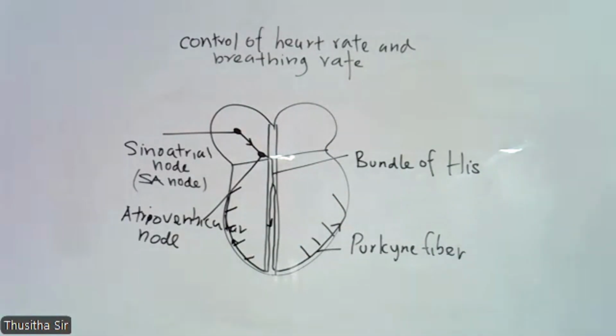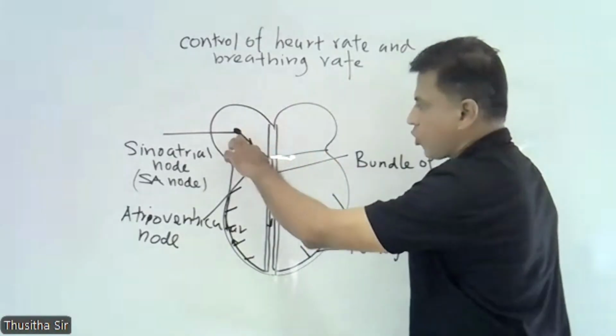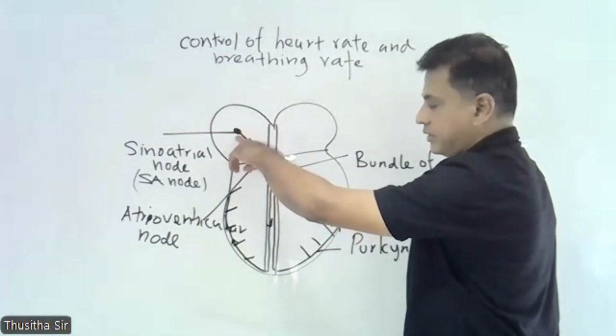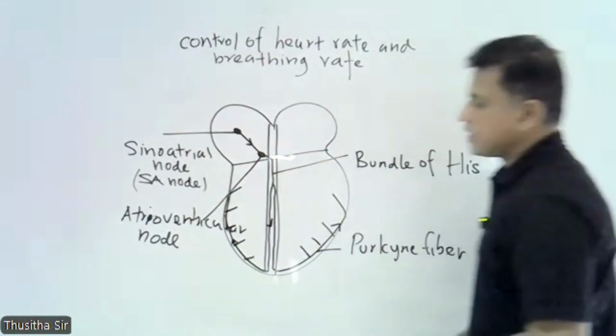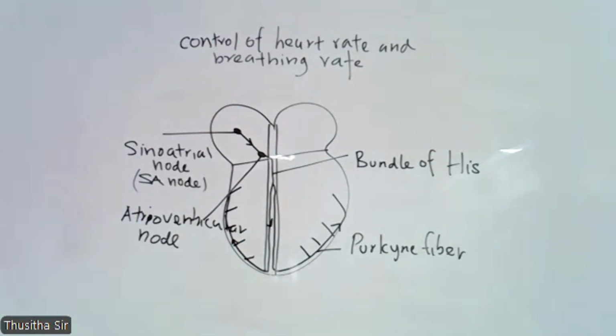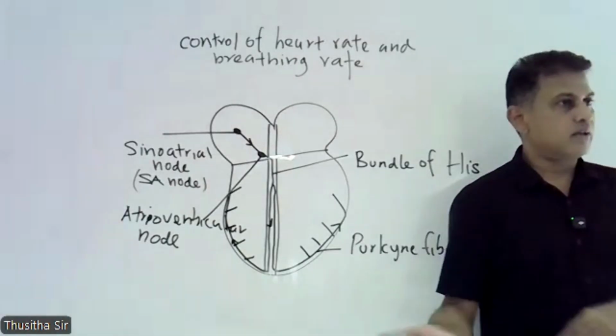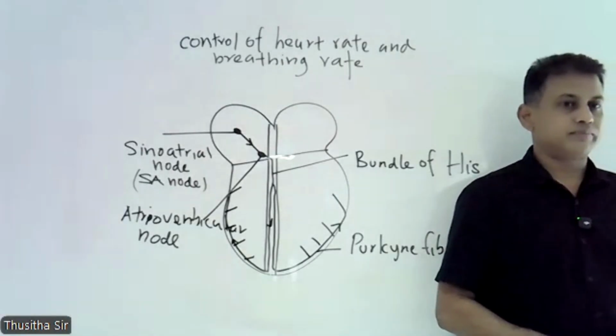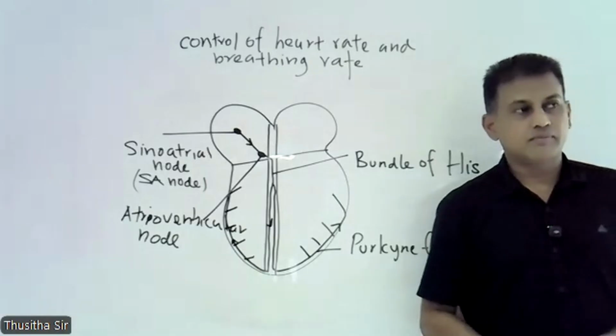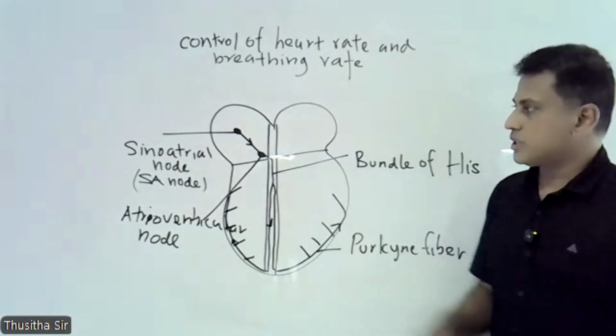Rhythmically, the SA node makes the depolarization and repolarization, and we'll see later how it spreads and how it is coupled with the cardiac cycle. Can you draw this picture?